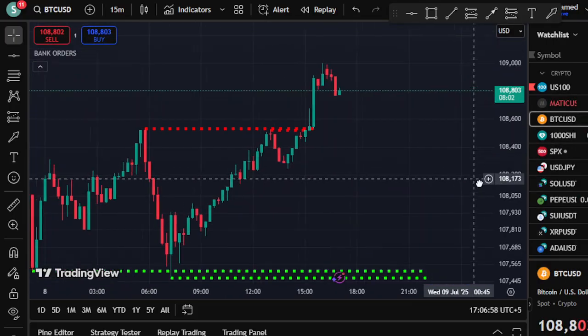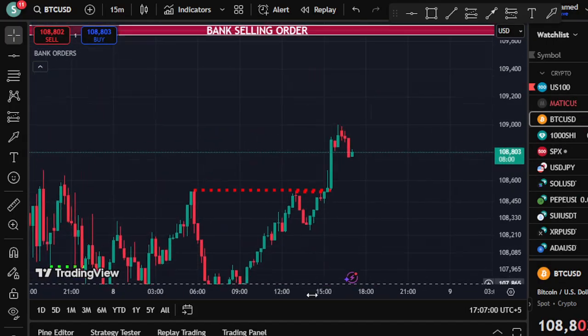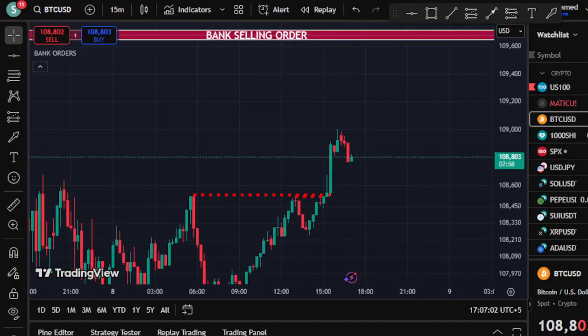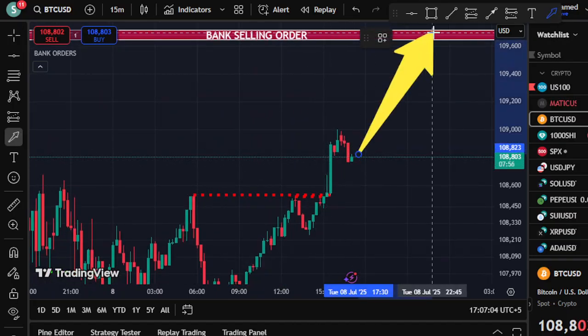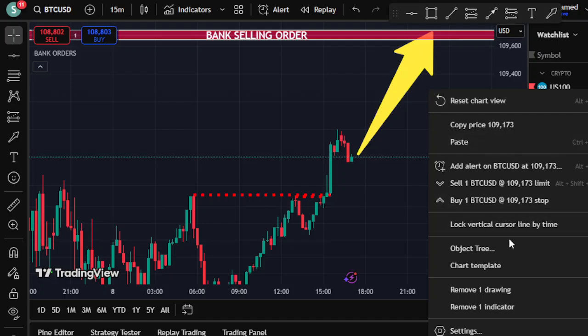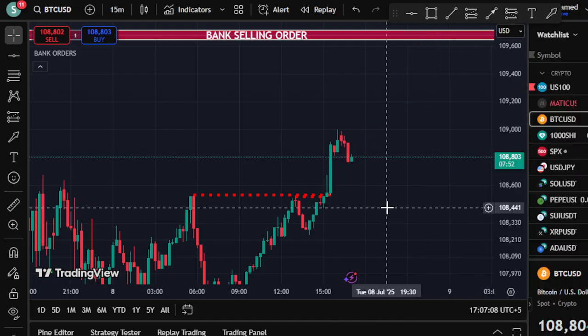At last, let's have a look at Bitcoin. Bitcoin is giving a close above the dotted red line, so it looks like it is basically going to target the upper bank selling opportunity here. So this is all about this indicator.